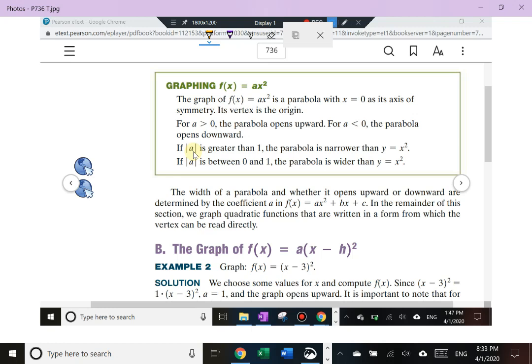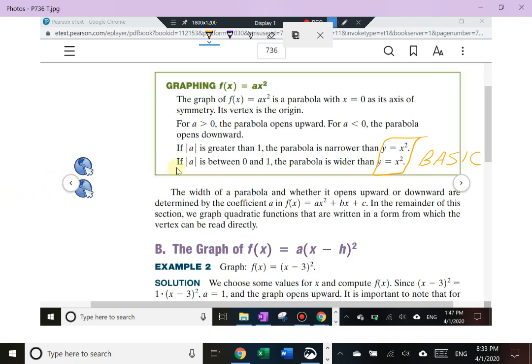The -2, for example, the negative part of that number causes a reflection about the x-axis. And then if you look at just the 2 without the negative sign, that is why we look at the absolute value in this statement: that number 2, ignoring the sign, is greater than 1. So that means the parabola is going to be narrower than the basic parabola. Remember, everything is in comparison to the basic parabola. That's what we would like to consider for our base case.